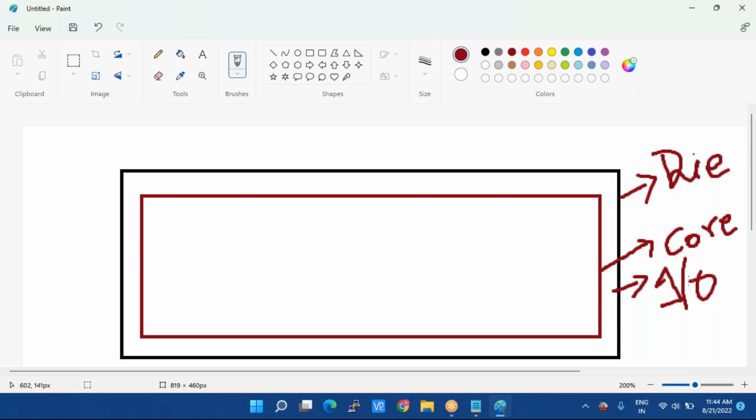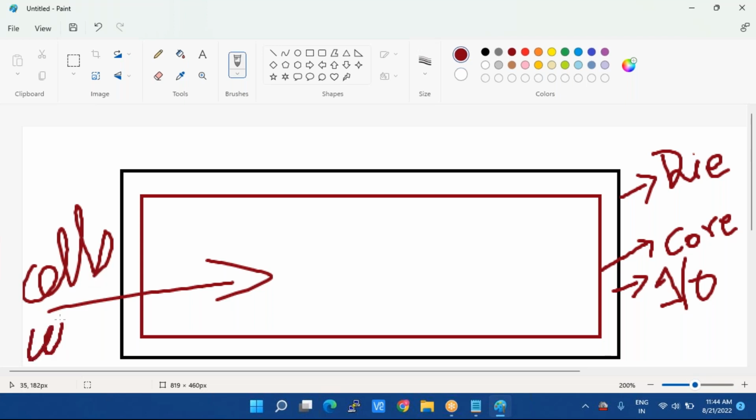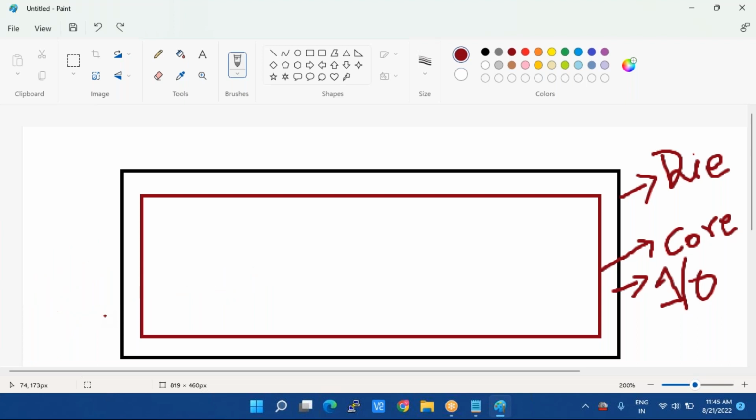The area between your core and die is called our IO clearance, and the area inside the core boundary is the area where you will be placing all the cells, or let's keep it like core area. So this is about your basics. What is core area, what is die boundary, everything we'll try to look into in this particular part.